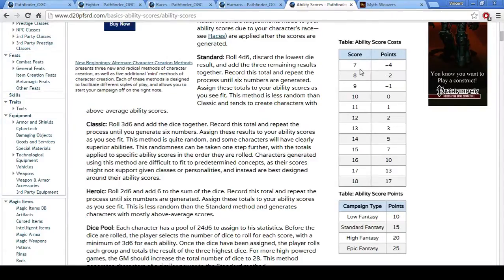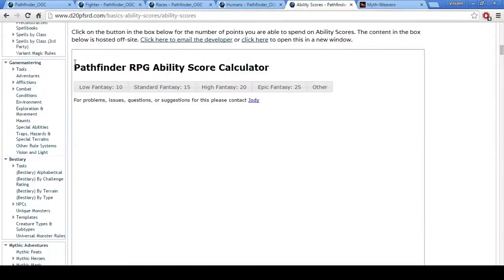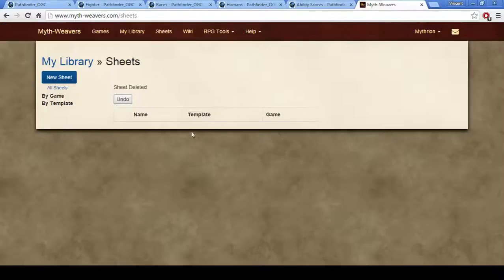So if you have 20 points, but your charisma is 7, you have 24 points left to spend. And if you're raising something to an 18, that costs 17 points. So that's how the point buy system works. I think it's pretty intuitive, and they do have a Pathfinder RPG ability score calculator down here. So I've got a couple of things for that. Now we actually have stuff to write into our sheet.